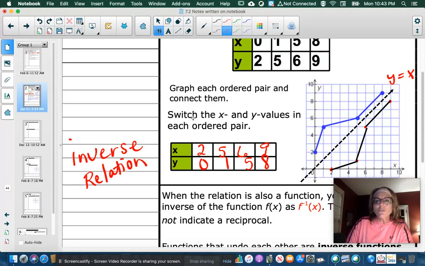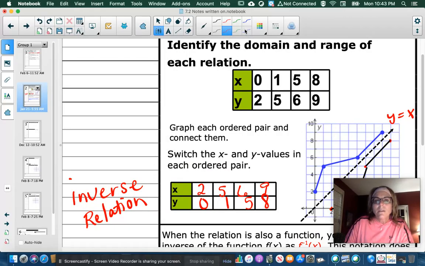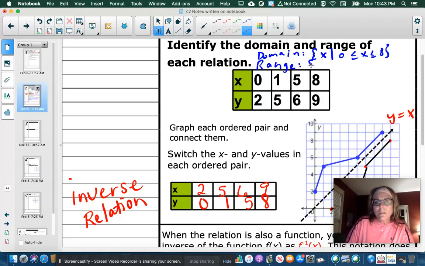So now let's talk about domain and range. So the domain is going to be all x such that x is in between 0 and 8 because we connected the dots. The range, which is the y values, is going to be all y such that y is in between 2 and 9.